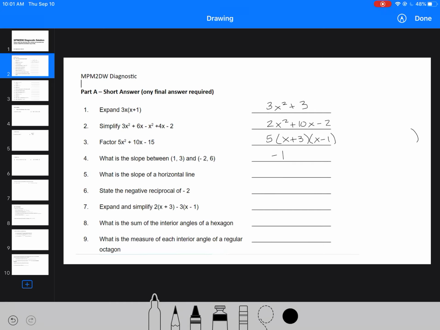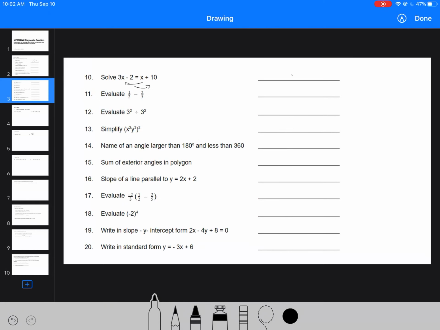Slope is minus 1. Slope of a horizontal line is 0. Negative reciprocal of minus 2 is a half. Expanding and simplifying, minus x plus 9. Sum of the interior angles of a hexagon is 720. Measure of each interior angle is 135. For these two, you probably needed this formula, where n is the number of sides.